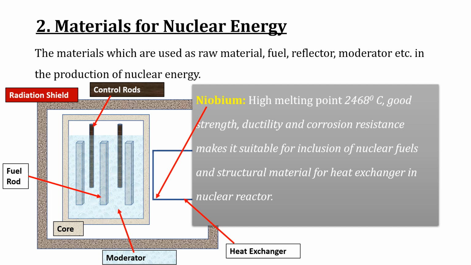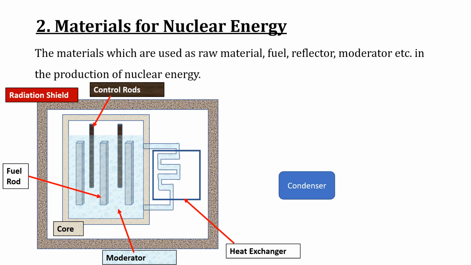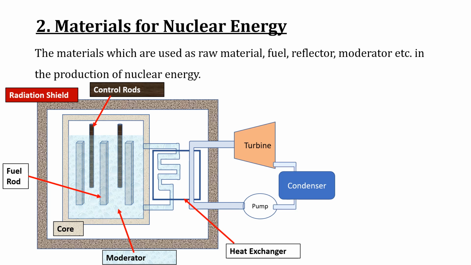Niobium is used as a structural material for the heat exchanger because of its high melting point, good strength and ductility, and corrosion resistance, which make it stable for inclusion of nuclear fuels and as a structural material for the heat exchanger. During the production of nuclear energy, a heat exchanger is used to transfer the heat from the moderator to the coolant, and then this coolant is supplied with a pump to the turbine and energy is made.